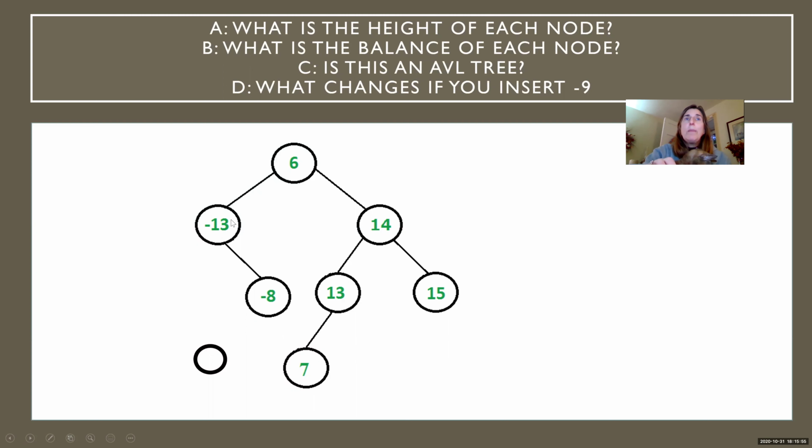Height of 6 is going to be the max of these 2 plus 1. So this has a height of 2. This has a height of 3. It's going to be 3 plus 1. The height of 6 will be 4.